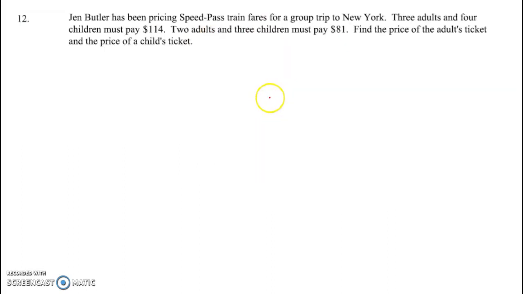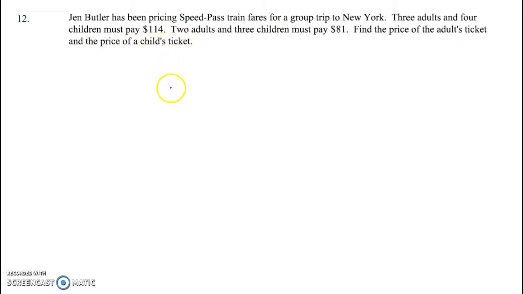Alrighty, number 12. Oh good, word problem. Jen Butler has been pricing Speed Pass train fares for a group trip to New York. 3 adults and 4 children must pay $114. 2 adults and 3 children must pay $81. Find the price of an adult ticket and the price of the child ticket.